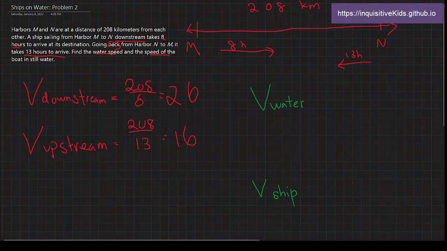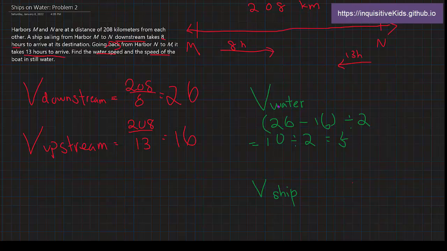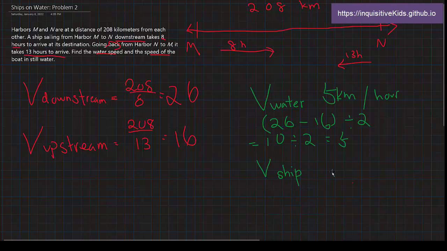Now we're going to try to find the water speed. The water speed is equal to the downstream speed, which is 26, minus the upstream speed, 16. Divide that by 2, which is equal to 10 divided by 2, so 5. So the water speed is 5 kilometers per hour. Remember, we're not done yet. We still have to look at the second part of the question.